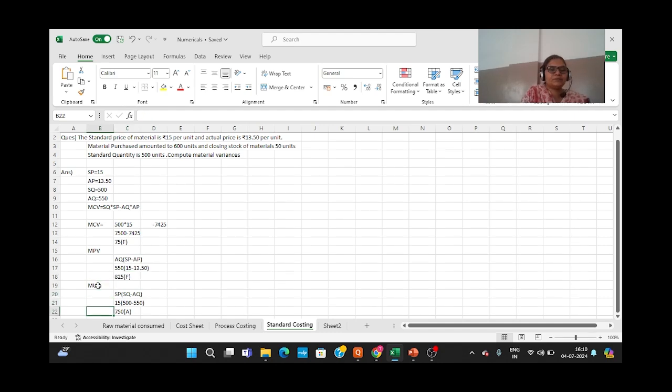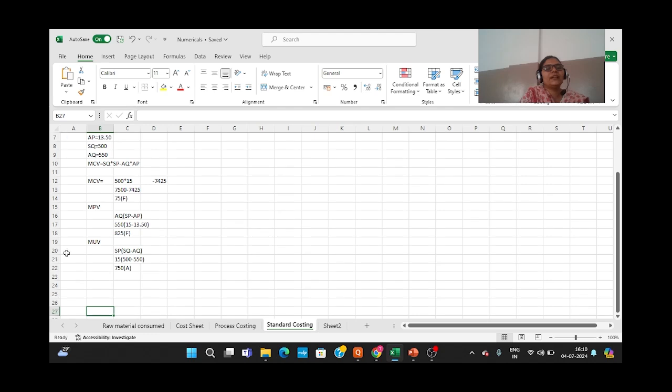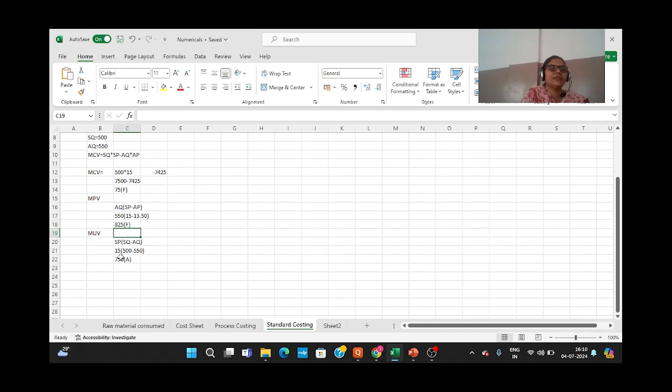Next is material usage variance. Material usage variance is standard price into standard quantity minus actual quantity. Again, we know all the values, and after putting these values in the formula, we will get 750 adverse, that is a minus value. So we have two favorable and one unfavorable value. This is one very interesting thing to check whether we have calculated the correct variance or not.